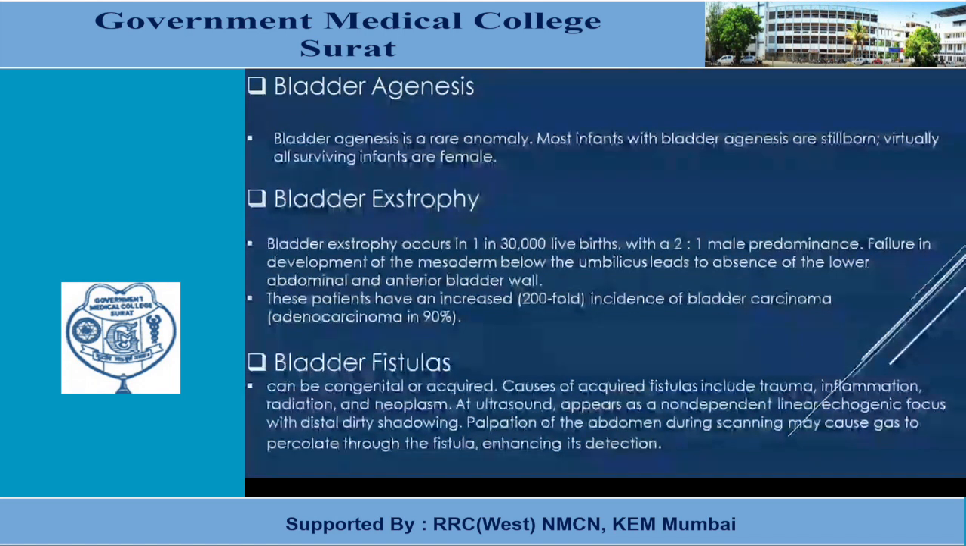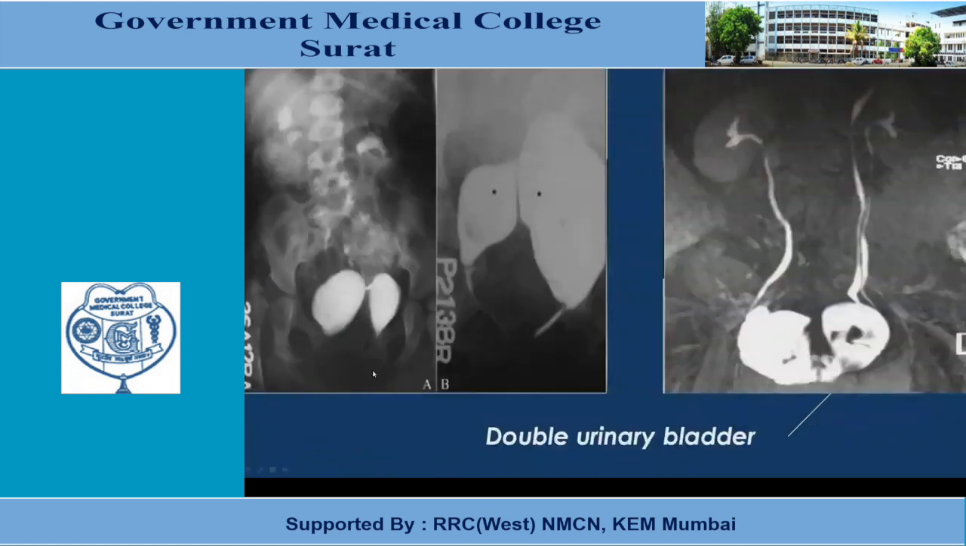Bladder fistula may occur because of congenital or acquired causes. Causes of acquired fistulas include trauma, inflammation, radiation, and neoplasm. This is an anatomical variation having a double urinary bladder, with both kidneys draining into separate urinary bladders by ureters. This patient has double ureter with double urethra, and this MR image shows the double urinary bladder with a duplex PC system on the left side, while there is a normal PC system on the right side.